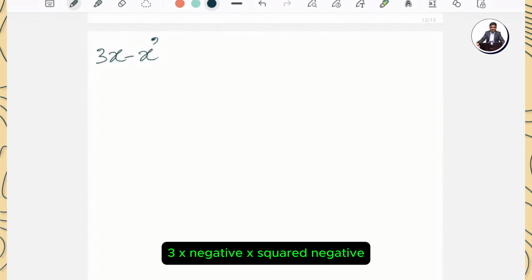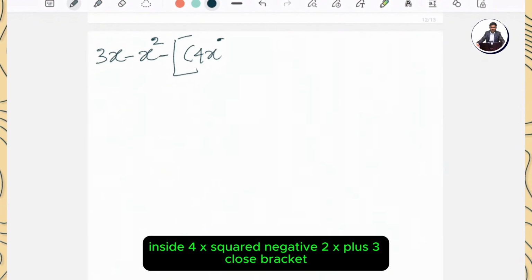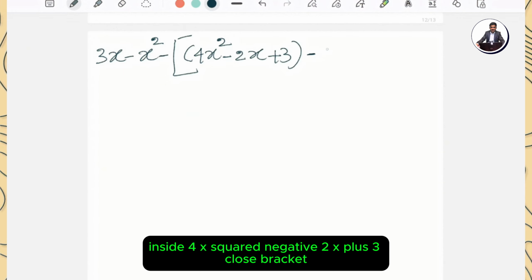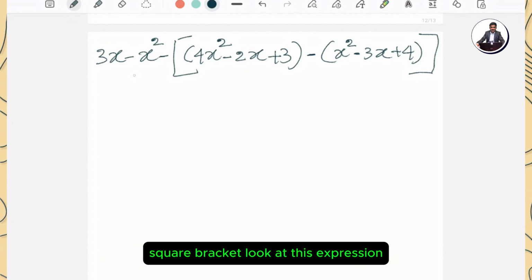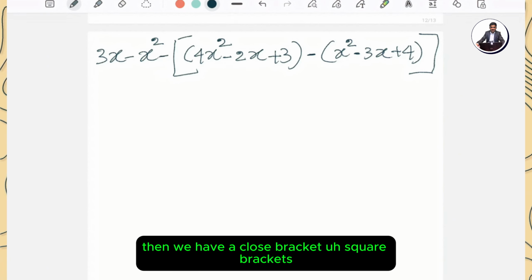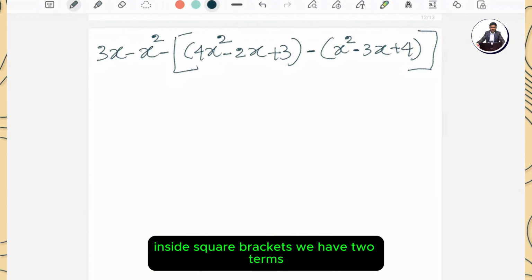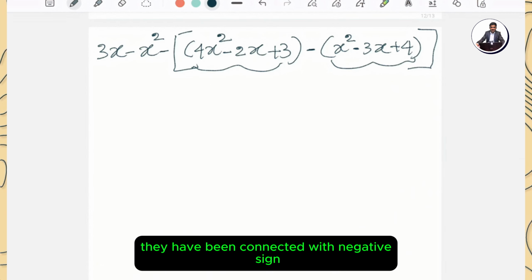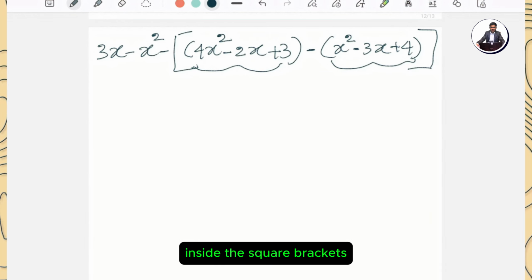3x, negative, x squared, negative. We have a square bracket here. Inside, 4x squared, negative 2x plus 3, close bracket, negative, x squared, negative 3x plus 4, close bracket, and then close square bracket. Look at this expression. Inside the square brackets, we have two polynomial expressions. They have been connected with a negative sign. So first of all, we need to remove the brackets inside the square brackets.